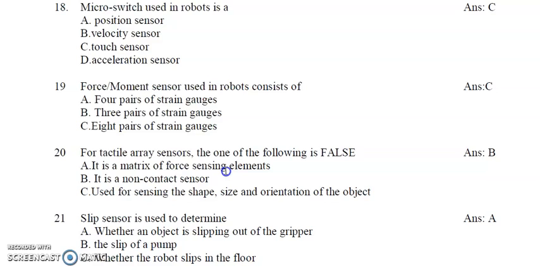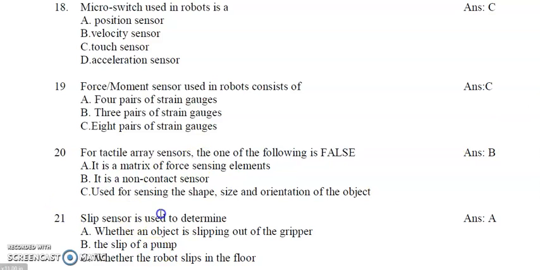So, the second one, it is a non-contact sensor. It may be a pose sensor or a micro switch or tactile array sensors. All these sensors are going to be contact type sensors. B, it is a non-contact sensor, is the wrong answer, or false. So that is the false statement. Answer B is the right answer. It's a false statement. Okay.